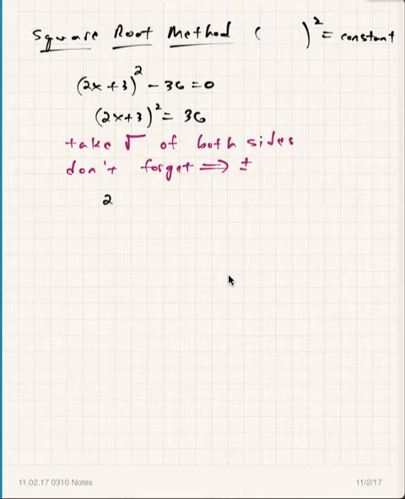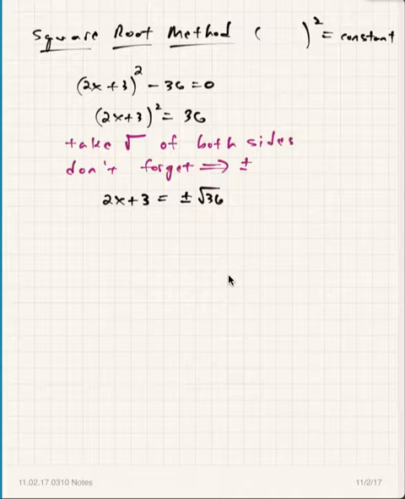So you take the square root of both sides and you get 2x plus 3 equals plus or minus the square root of 36, right? The square root of 2x plus 3 squared is just 2x plus 3. And you get plus or minus the square root of 36. All right, and then you're going to solve this for x. You simplify the radical if you can, which simplifies as plus or minus 6 in this case.